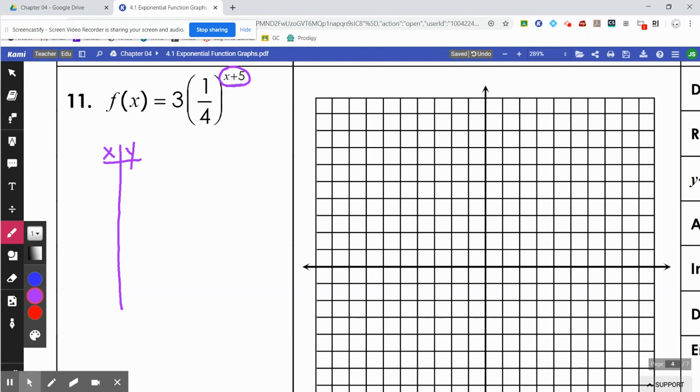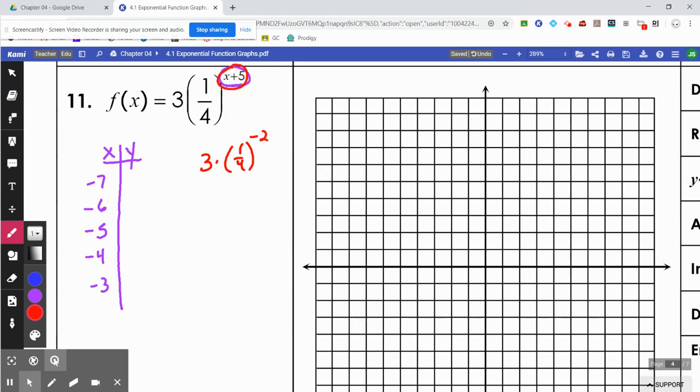I know when I plug in -5 it gives me 0, so what I'm going to do is I'm going to plug in some points around -5, maybe right there. And when I plug those in, I'm just going to plug in 1 for you. Plug in -7, you now have 3 times 1/4. When you do -7 plus 5, it gives you -2. To raise a fraction to a negative, you flip it and make it positive.